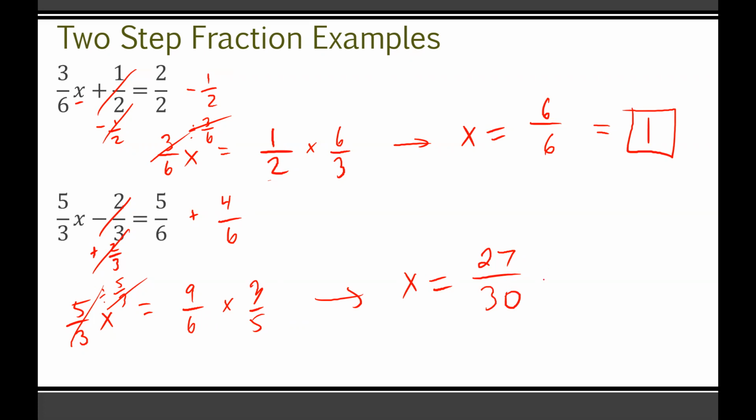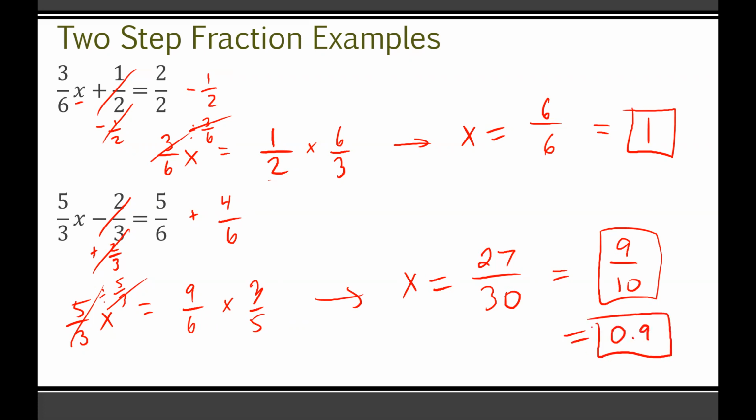Both of these numbers divide by 3. So we can simplify this by turning it into 9 over 10. And I think that's about as far as we can go with that. So 9 over 10 is our solution for x. If you're more of a decimal person, you can change that to 0.9 instead.